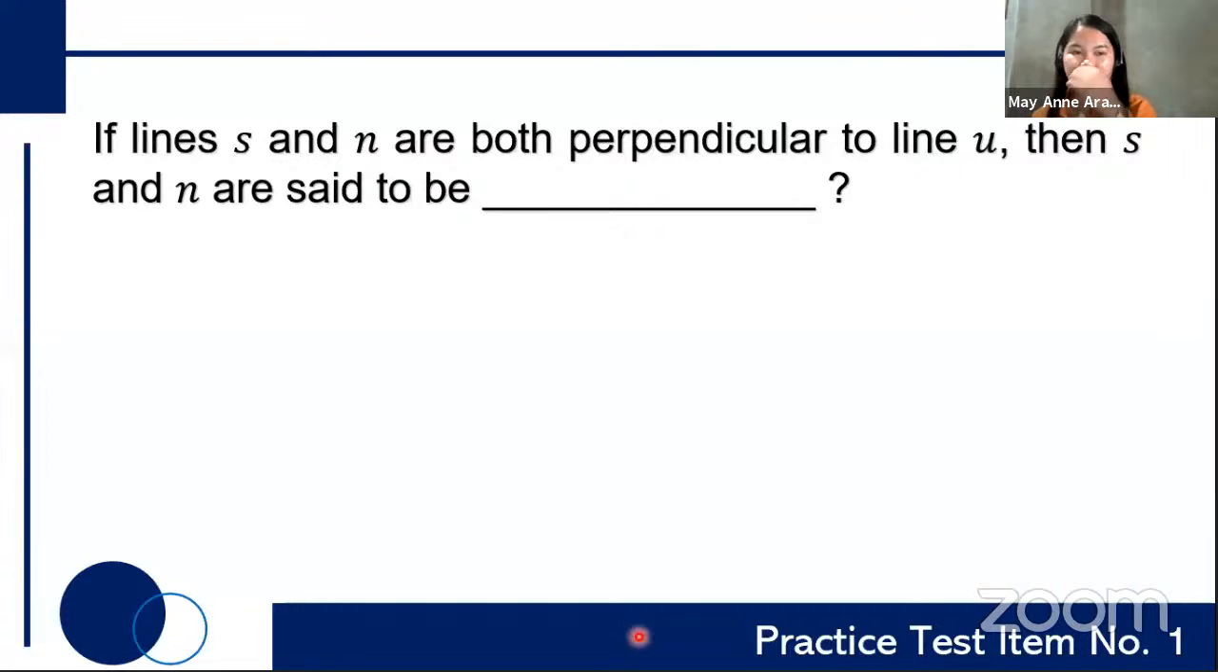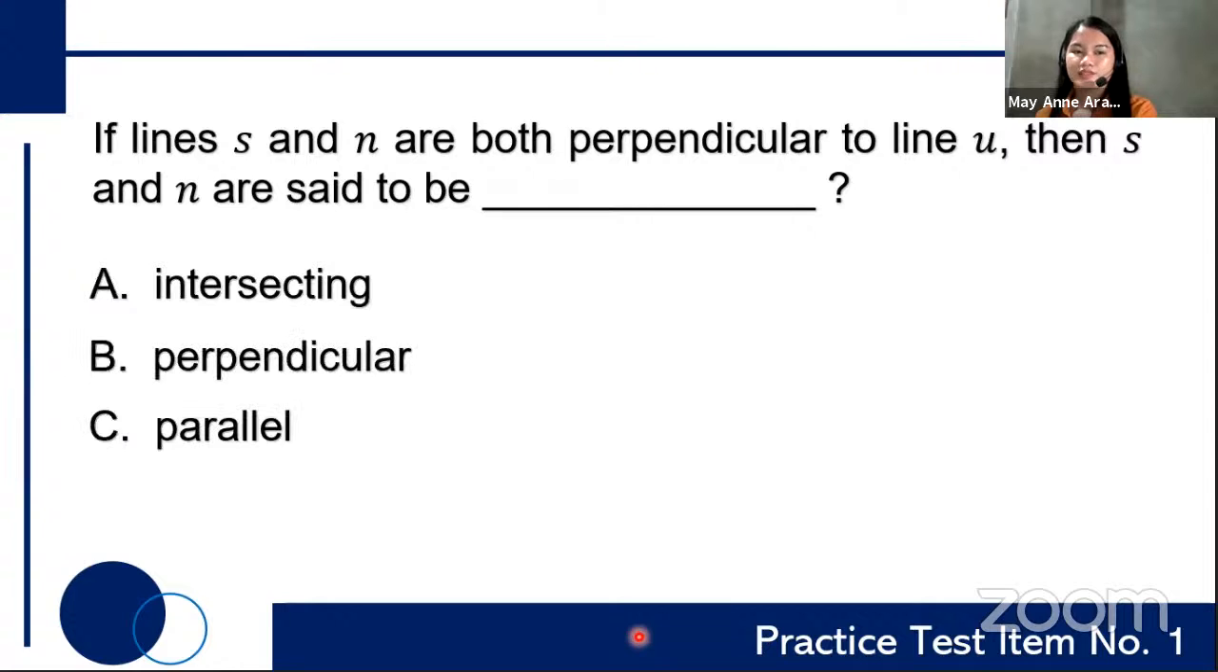First question. If lines S and N are both perpendicular to line U, then S and N are said to be blank. And these are the choices. A, intersecting, B, perpendicular, C, parallel, D, concurrent.